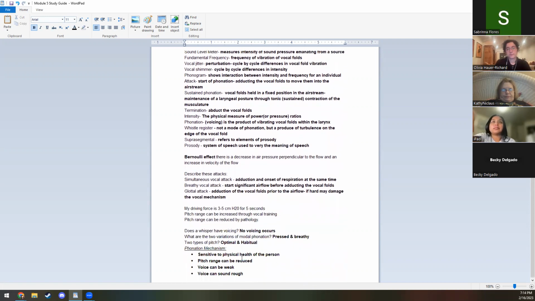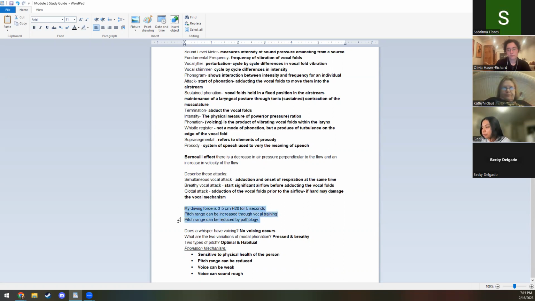And then describe each attack. You have the 3 attacks here. Simultaneous vocal fold adduction on onset of inspiration at the same time. Breathy vocal attack: the start of significant airflow before adducting the vocal folds. And then glottal attack: adduction of vocal folds prior to airflow. If hard, it may damage the vocal mechanism.